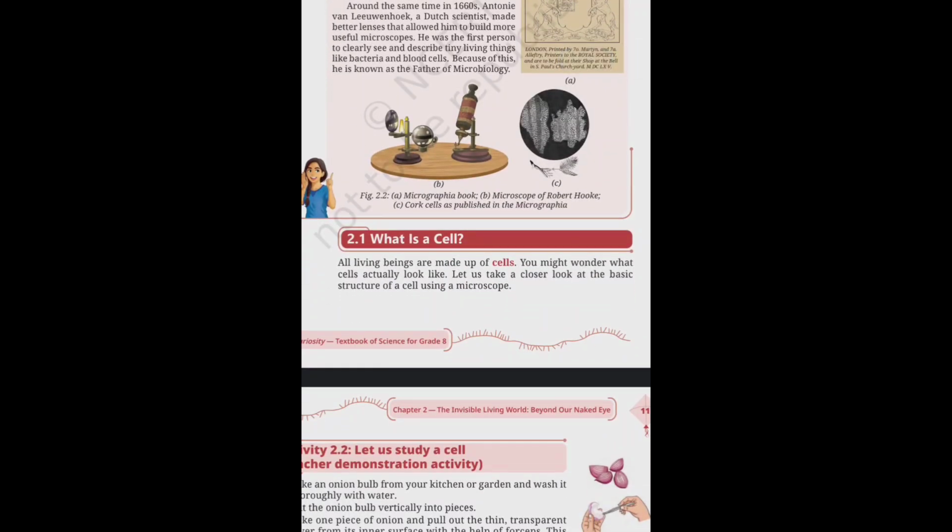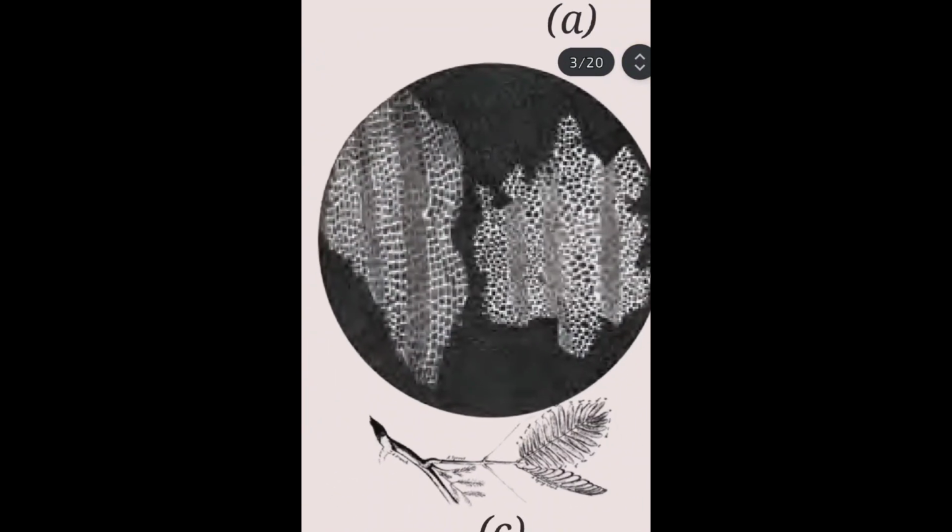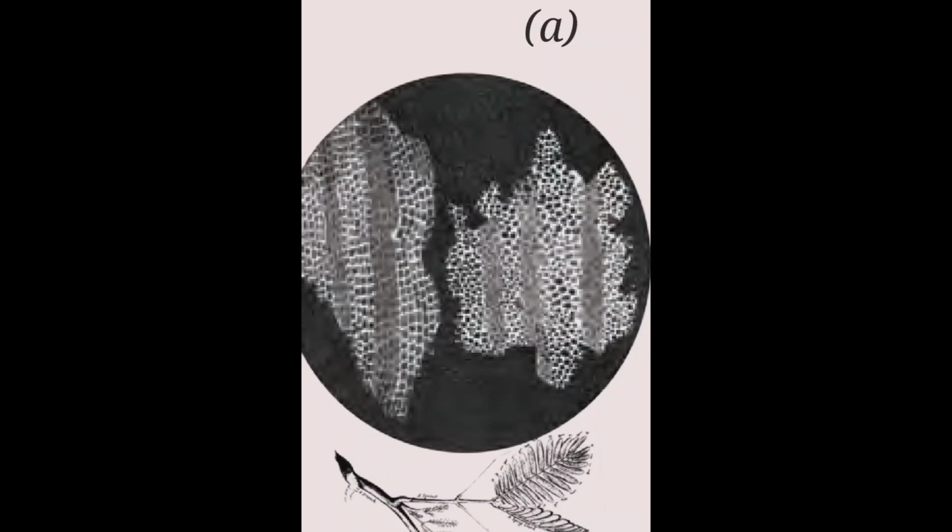Here, in the Micrographia book, you can see the microscope of Robert Hooke. This is the microscope of Robert Hooke, and these are the compartments that he called cells, which he observed through his microscope.